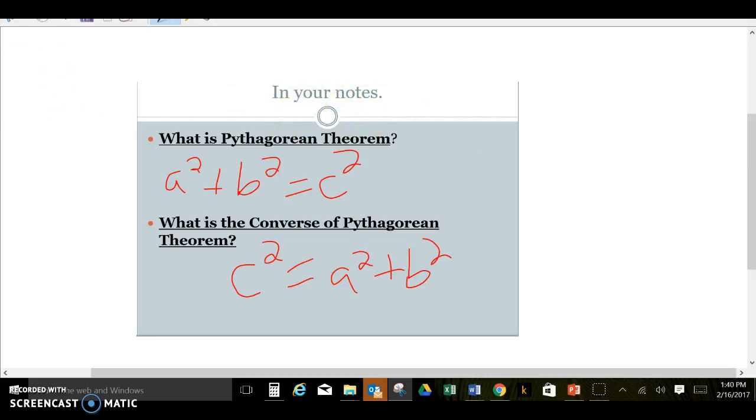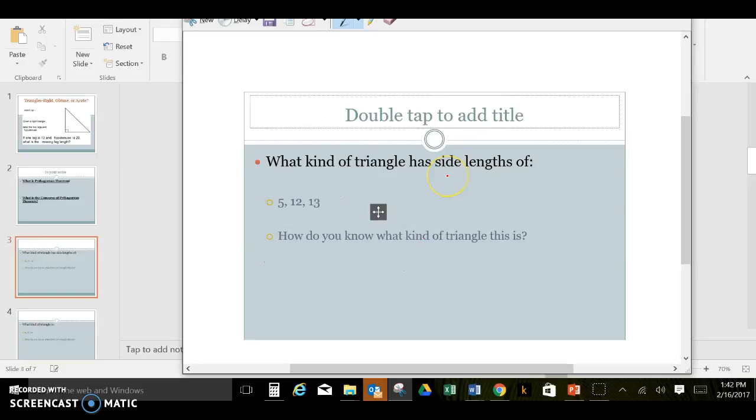So anyways, next slide. All right, so here's a type of question you might see. Using that converse of Pythagorean theorem, it says, what kind of triangle has side lengths of 5, 12, and 13? And it says, how do you know what kind of triangle this is? So if we were to write out c squared equals a squared plus b squared, and then plug in those numbers, we can see that maybe it's a right triangle, maybe it's not.